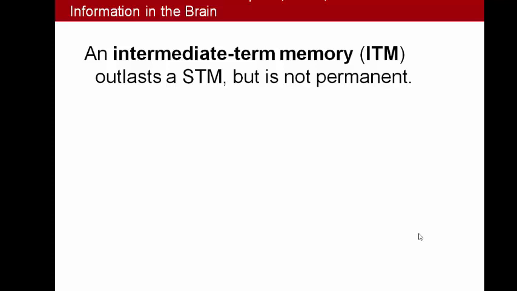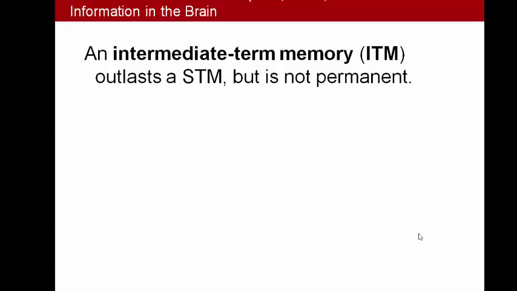Now, an intermediate-term memory is something that's longer than a short-term memory, but it's not permanent like a long-term memory. Not that long-term memories are always perfect or always permanent, but they can be permanent. Intermediate memories tend not to be. So, for example, if I asked you, what did you eat for breakfast yesterday? You could probably remember. If you thought about it for a second, you could probably tell me.